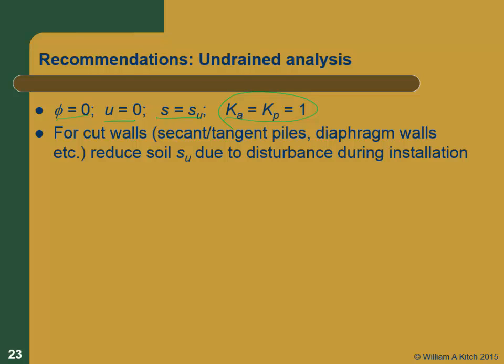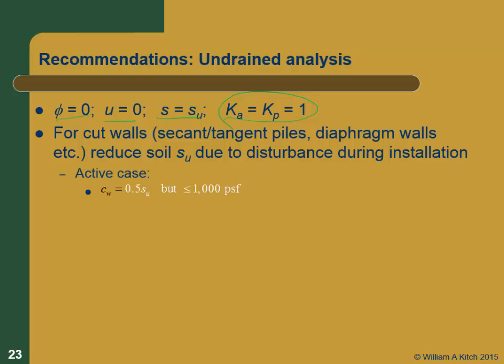For cut walls, where you're installing the wall system, like a secant wall or tangent wall or diaphragm wall, when you're drilling in there and putting these walls in, you're obviously disturbing the soil. So the undrained shear strength right against the back of the wall is not going to be the in situ one, but it's going to have something to do with the disturbance you had to the soil. On the other hand, a little ways behind the wall, you're going to have the undrained shear strength. So what shear strength do you use? Well, there are some recommendations for that.